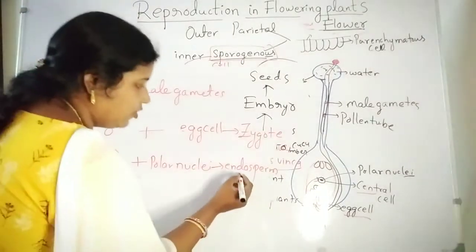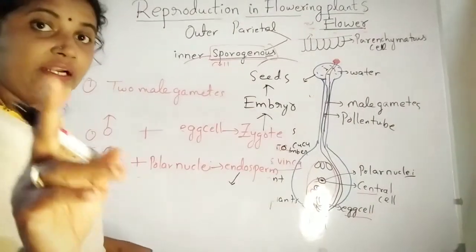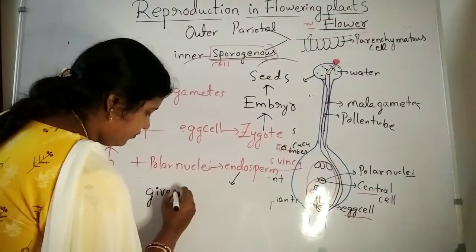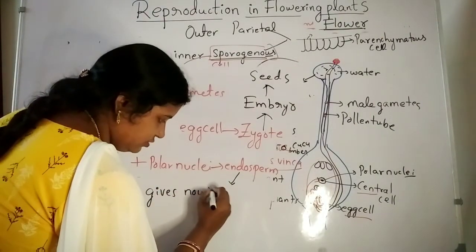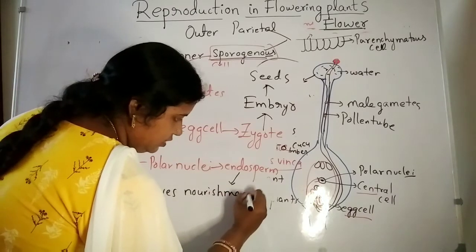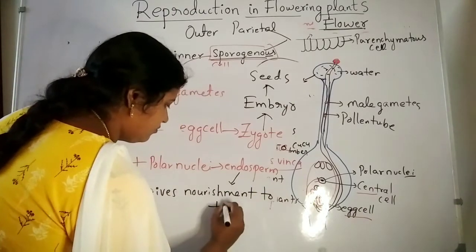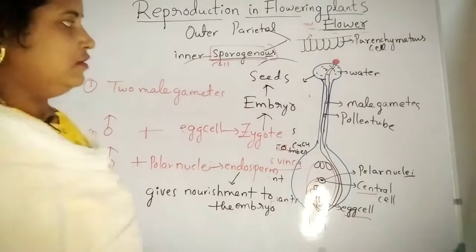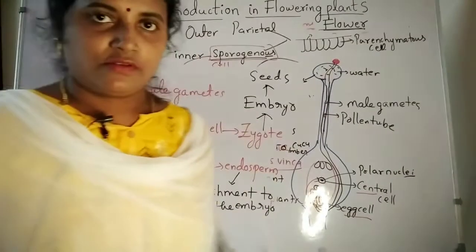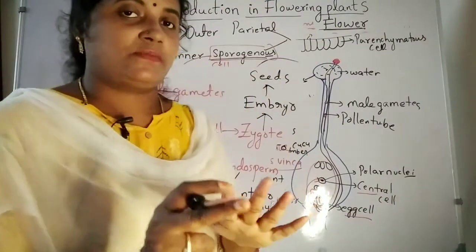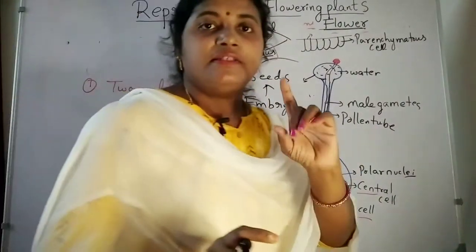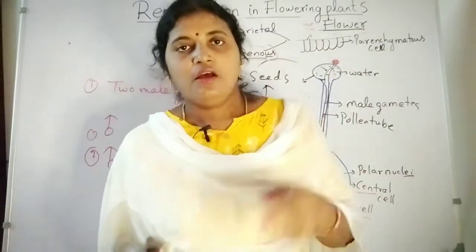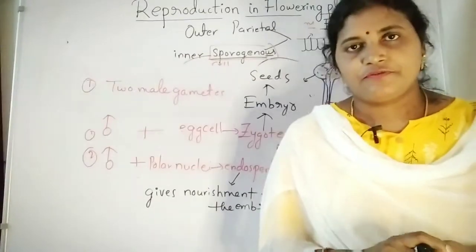Next, endosperm. What is the function of endosperm? It gives nourishment or nutrition to the embryo. Okay, so that is about the fertilization. Here fertilization takes place two times. That's why it is also known as double fertilization. Okay, so this is all about the sexual reproduction in flowering plants.